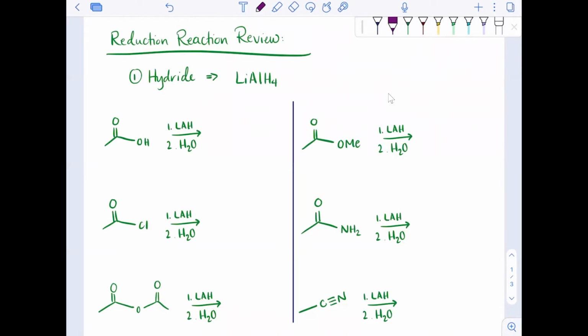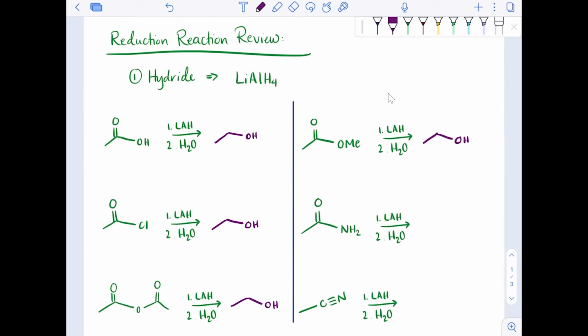Now, carboxylic acids with lithium aluminum hydride produce primary alcohols. Acyl chlorides also produce primary alcohols. Our anhydrides reduce all the way as well. And you guessed it, esters, primary alcohols.